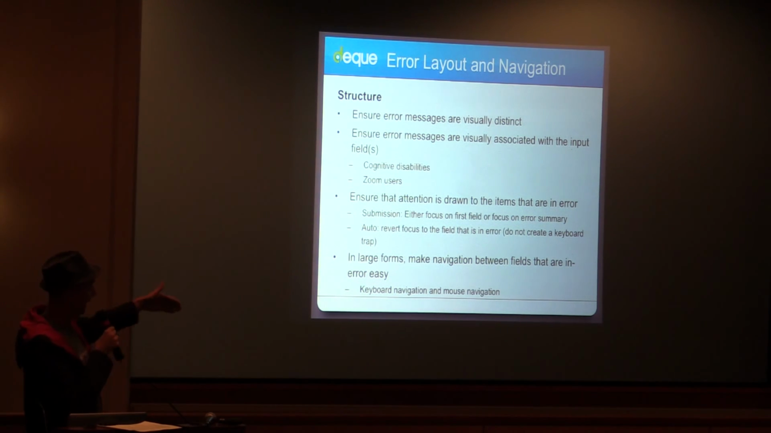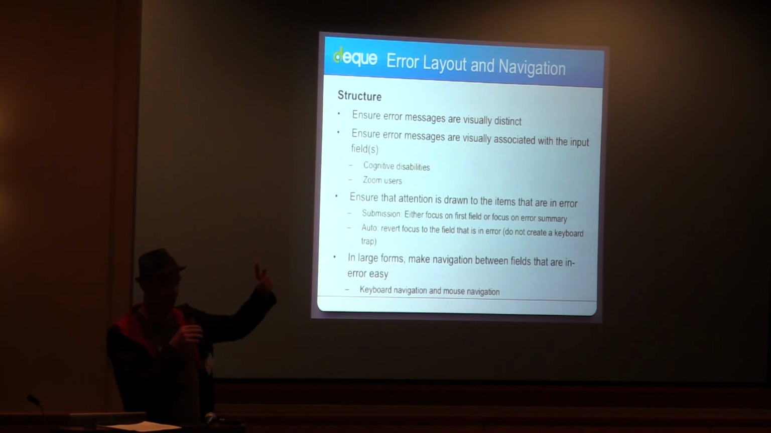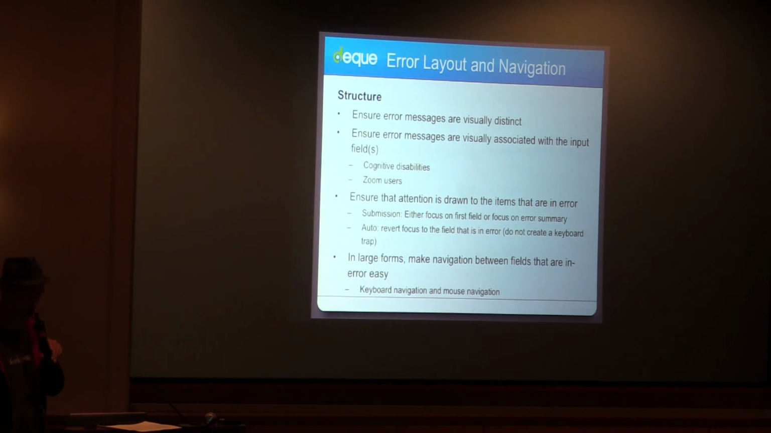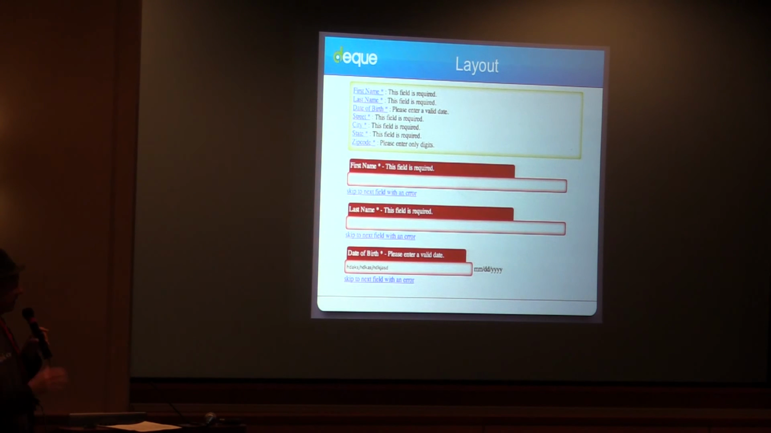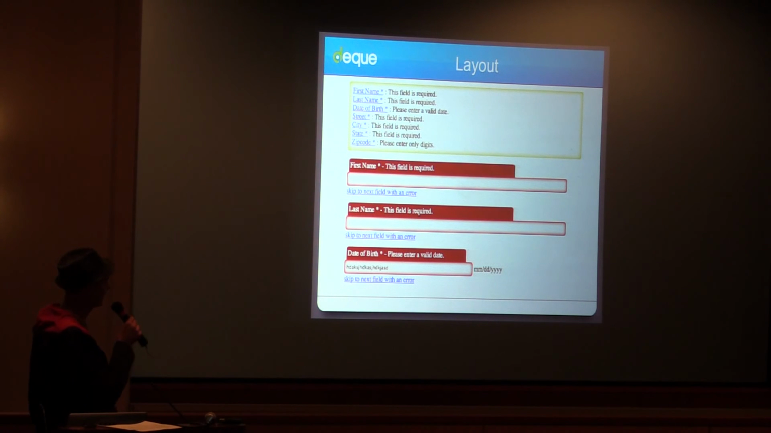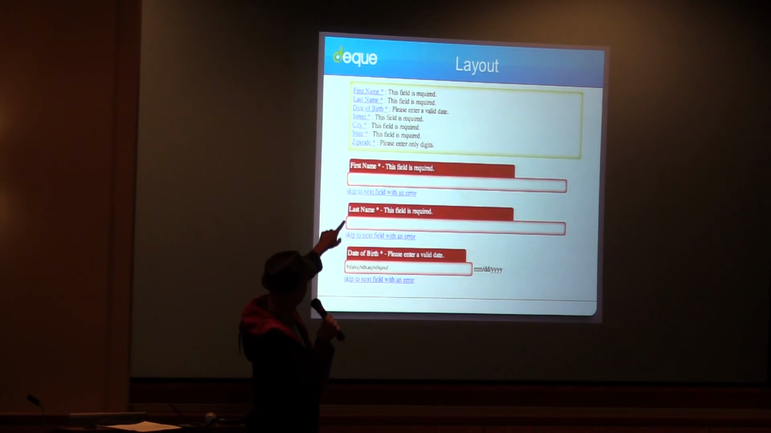So give them an easy, keyboard navigation way to get from a field that's in error to the next one. This is an example. I think this is kind of a best practice that I have to give some credit to Derek Featherstone for. This is doing a couple of things really well. Now, normally, it's got these skip to next error links, and there's only three. You can only see three fields here.